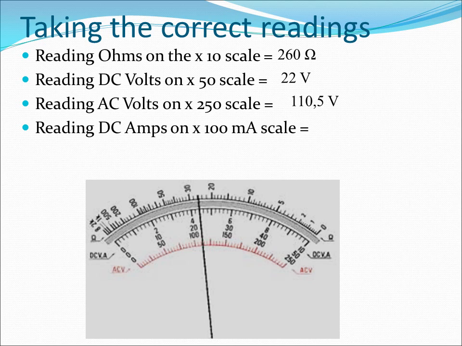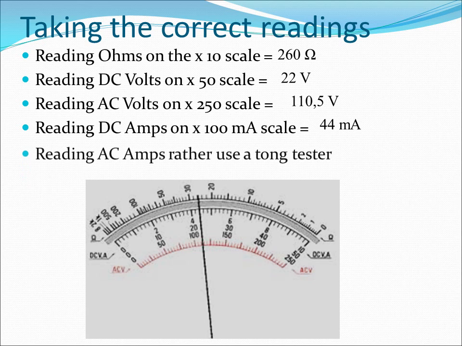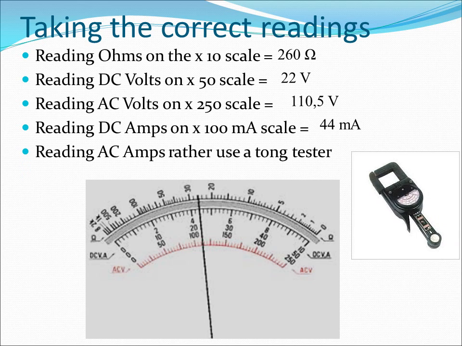Now try the next reading for the needle position. Now try the next reading on the 100 milliamp scale. To stop, you've got 3 seconds. The correct answer is 44 milliamperes. For reading AC amps, rather use a tong tester.